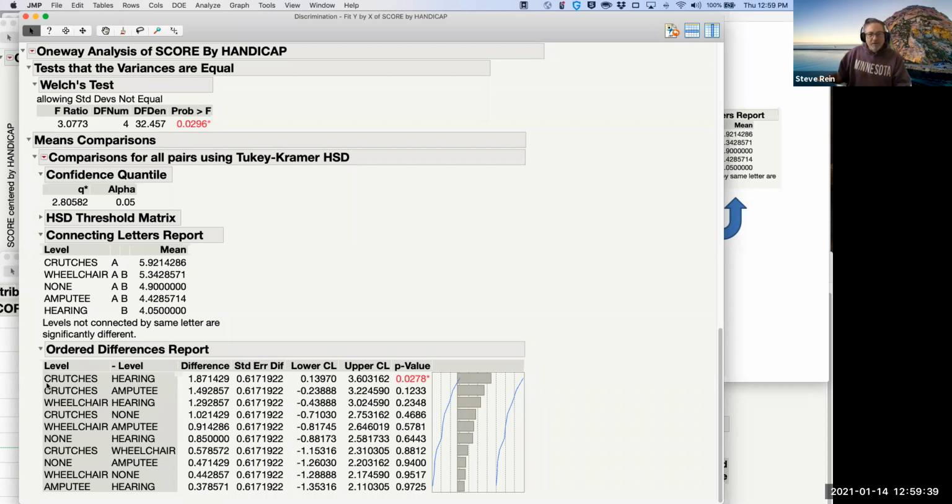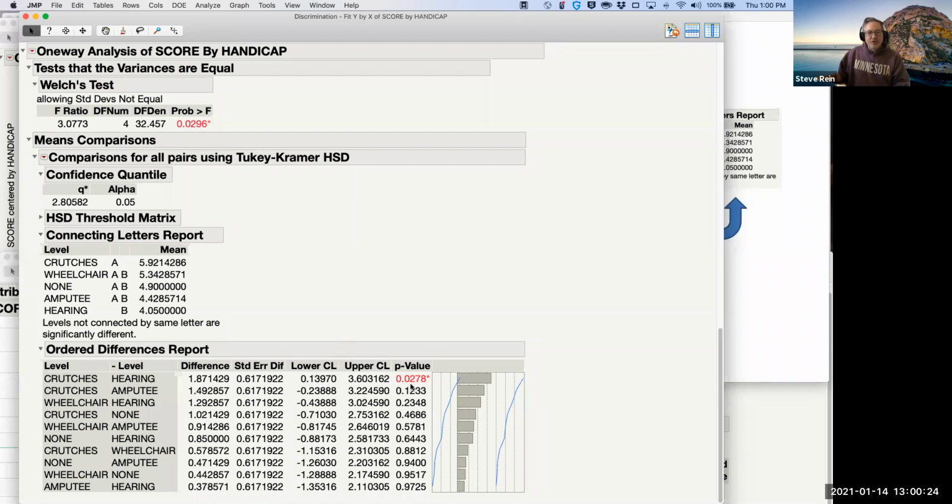So I'm 95% sure that every one of these confidence intervals, that the crutch mean mu crutch minus mu hearing loss, is in the 0.14 to 3.6 range. And also that mu crutch minus mu amputee is in the negative 0.24 to positive 3.2 range. And all of the others, including mu amputee minus mu hearing, is in the negative 1.35 to 2.11 range. I'm 95% sure that all 10 of these confidence intervals contain the 10 corresponding population mean differences.